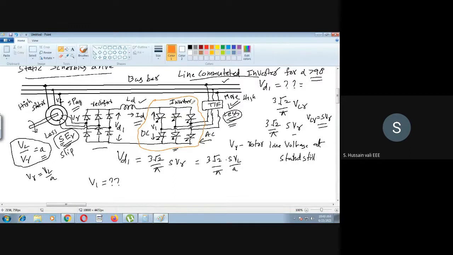So this entire thing can be used as a full converter for firing angle alpha greater than 90. You see the bridge also, what is this bridge? It's a thyristor bridge. If you see from this side, it looks like a full converter.